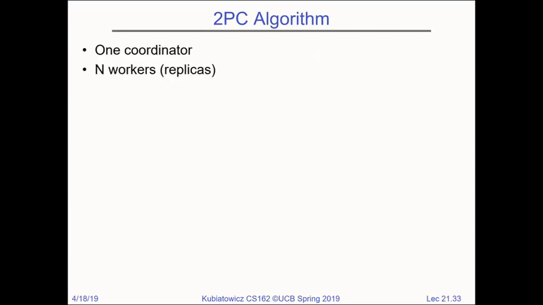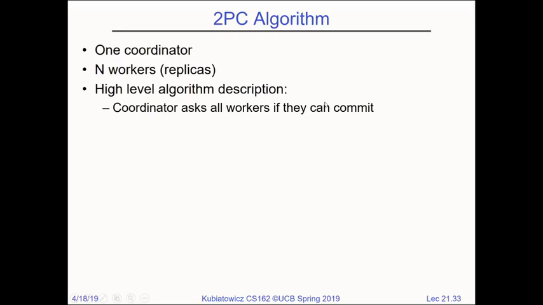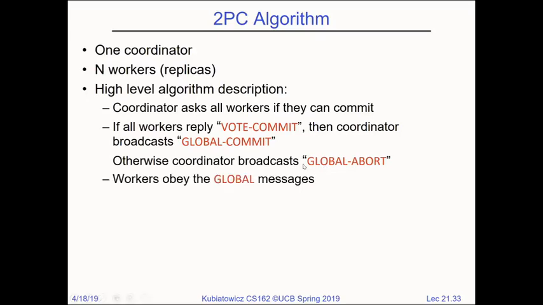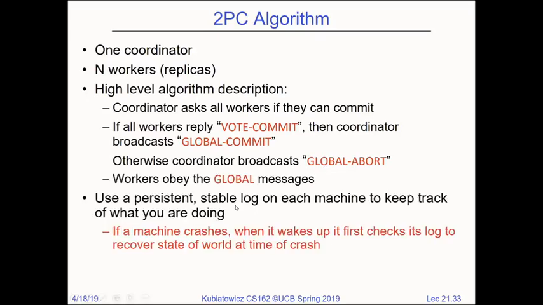So what's the algorithm? One coordinator, n workers, the replicas. High-level algorithm description: the coordinator asks all the workers if they can commit. If the workers say vote commit, then the coordinator broadcasts global commit. Otherwise, the coordinator broadcasts global abort. Workers obey the global messages. We use a persistent stable log on each machine to keep track of what you're doing, and if a machine crashes, when it wakes up, it first checks its log to recover the state of the world at the time of the crash.